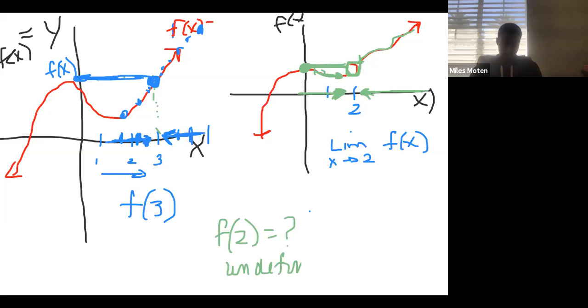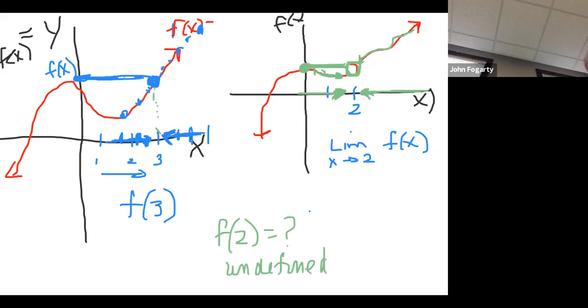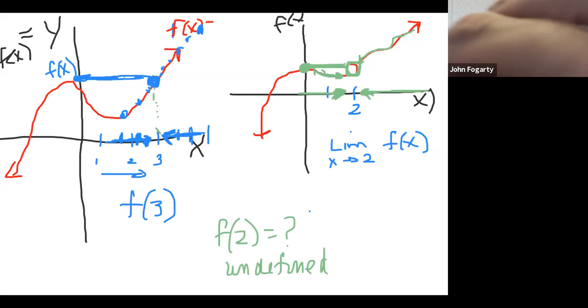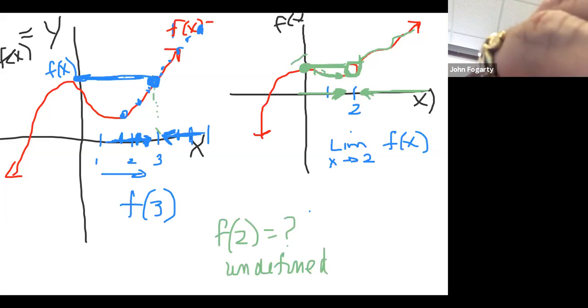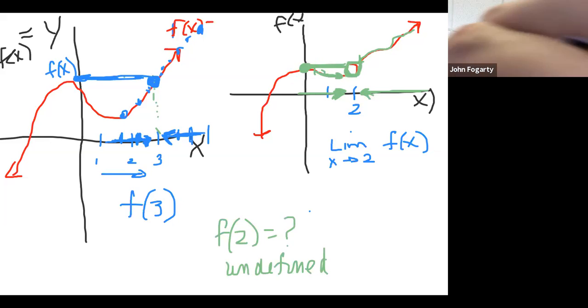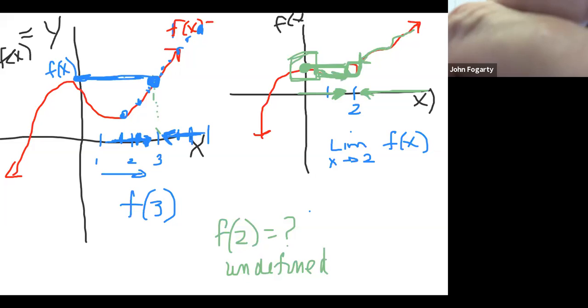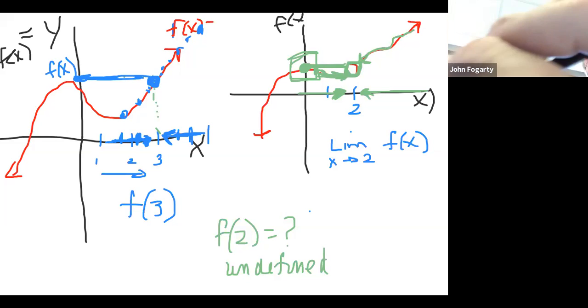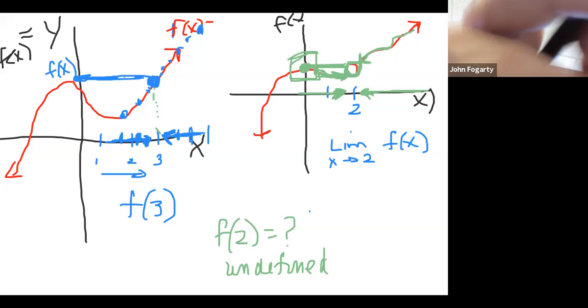It's undefined. It doesn't have a value. However, the limit does have a value. Whatever this value is right here, that's the limit. Because even though it's not defined at 2, I'm asking you what's the limit as we approach 2. Does that make sense? So even though we have a discontinuity here, it doesn't mean that there's no limit.